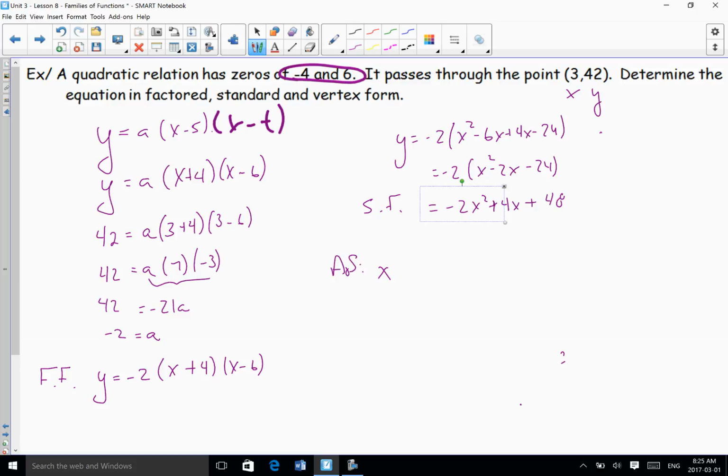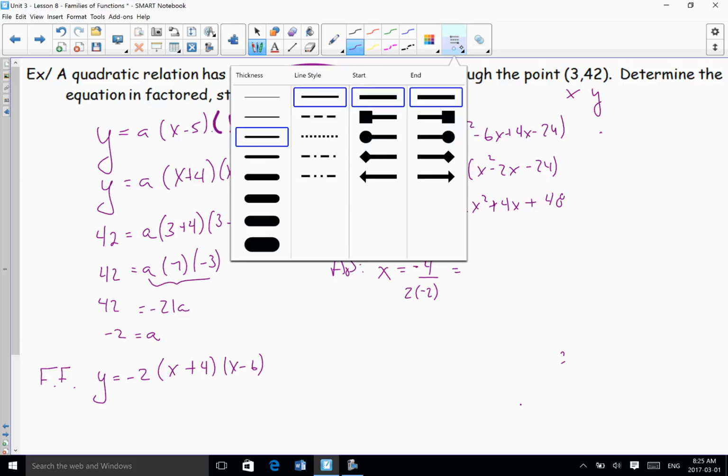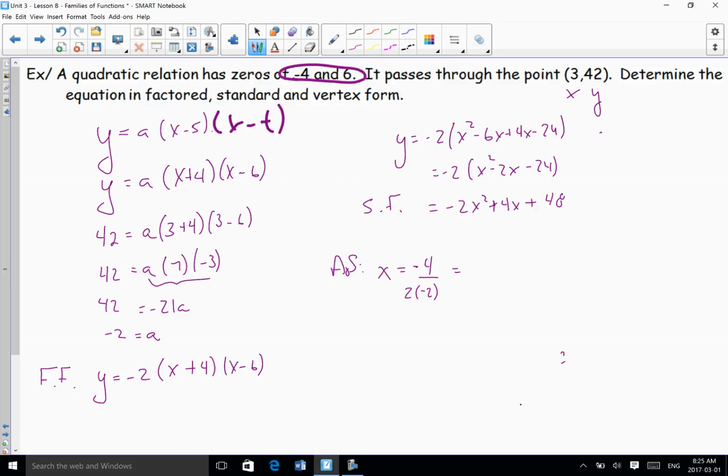of symmetry. So -b over 2 times a will give us 1, sorry, 1, or if we use average of zeros, -4 plus 6 over 2 also comes out to 1.